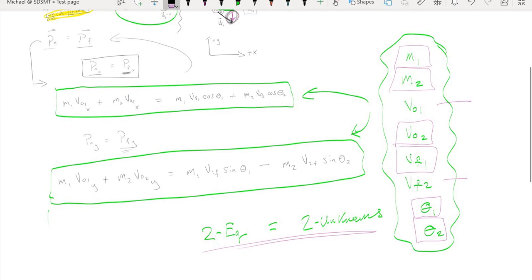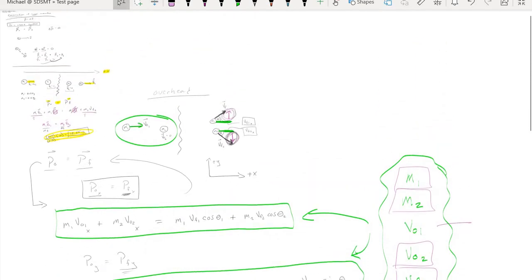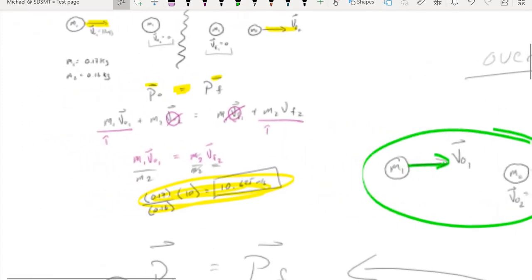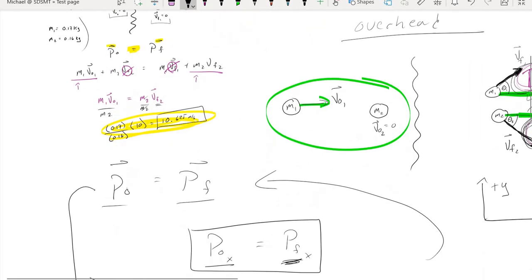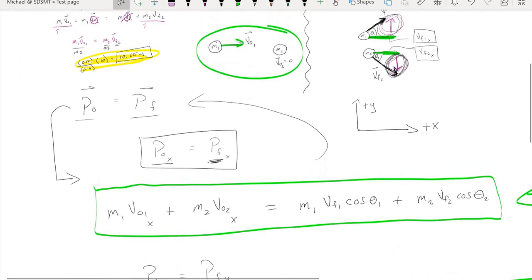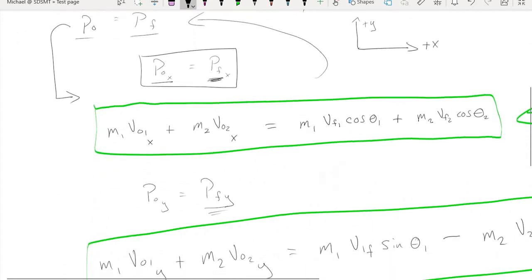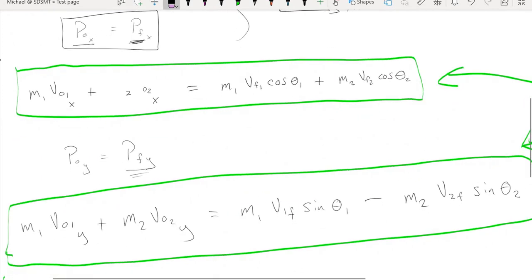But let's consider what we do have available to us right now. We said that we had the masses of the 2 balls. We have the cue ball and the 8-ball. So we have those 2 values right there. And we said that the initial velocity of the cue ball is 0. So we can plug that in. If we get a 0 for the initial velocity of mass 2, then we can drop the 2 initial terms for mass 2.